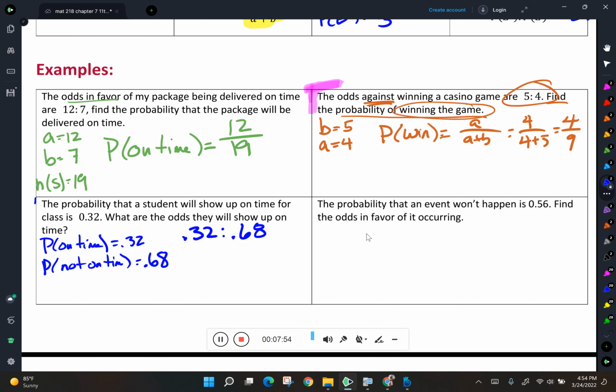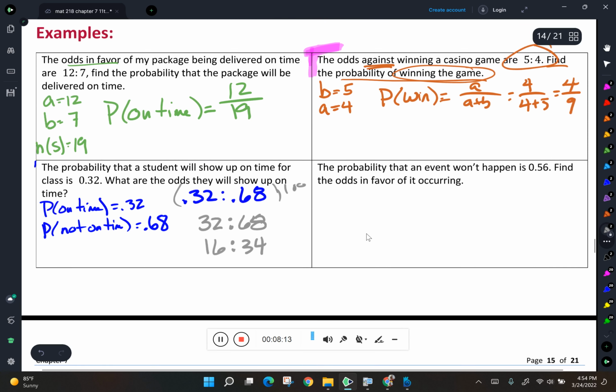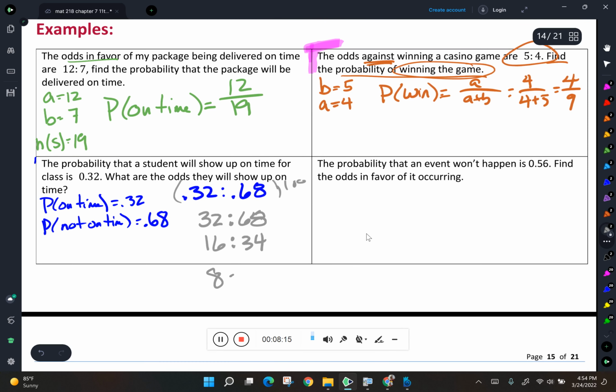So I'm going to multiply both sides by 100. And why did I choose to multiply both sides by 100? It's going to clear out my decimals. And that's going to give me 32 to 68. But I can reduce that. I can at least divide by 2. That will give me 16 to 34. But I could go even further and I could say that that's 8 to 17. And so this would be the correct answer.